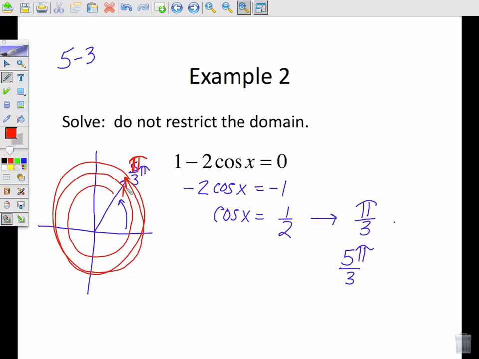Well, we need to include all of those solutions. So a way for us to include that would be if you take pi over 3 and you add to it 2 pi times an integer n. This would include all of those solutions that occur at pi over 3. We can do the same thing for 5/3 pi plus 2 pi, so that goes all the way around the circle, times n, and n would be representing an integer.